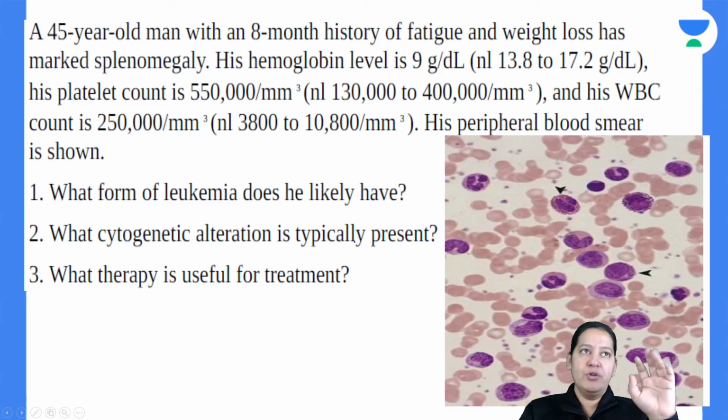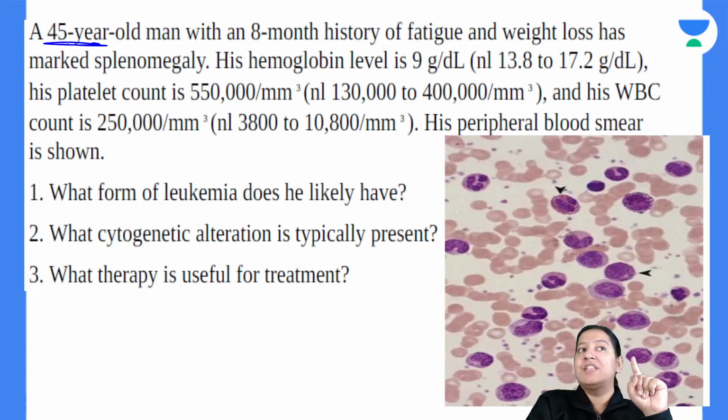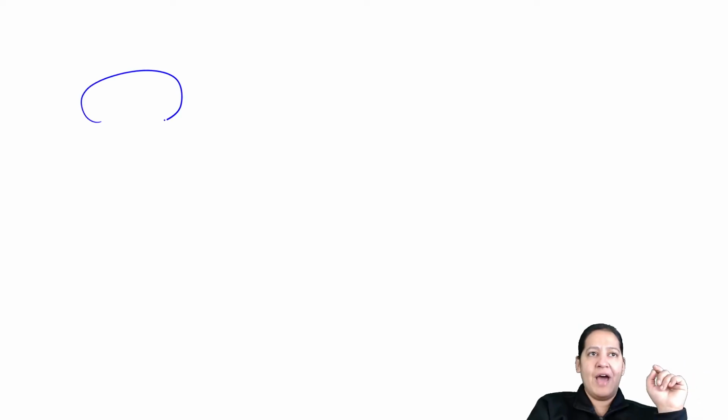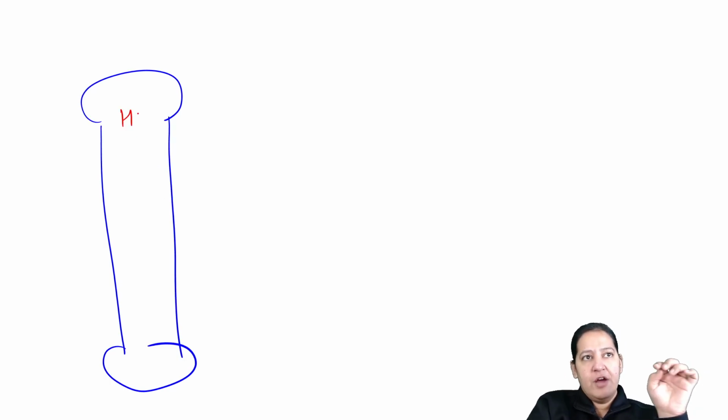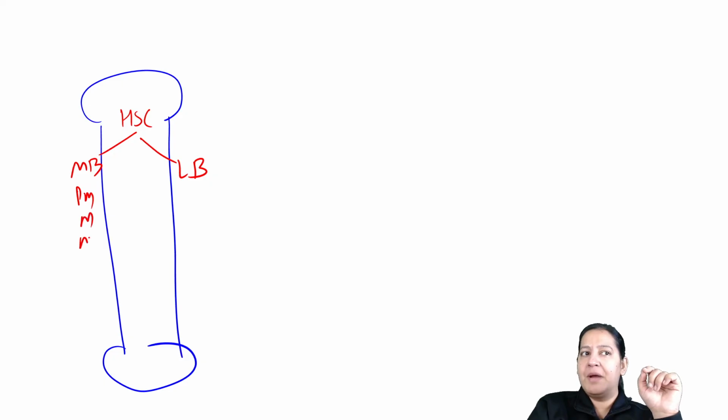I will read the question for you. Don't worry. A 45-year-old male, age is always a clue. So he is a middle-aged male with an 8-month history of fatigue. Okay, let me tell you one more thing here. So this is the bone marrow. Inside the bone marrow, the first cell is the hematopoietic stem cell, right? From the hematopoietic stem cell, myeloblast is formed and lymphoblast is formed, right? So from myeloblast, promyelocyte, myelocyte, metamyelocyte, band form, neutrophil, eosinophil, basophil, everything is formed. Monocyte, everything is formed.